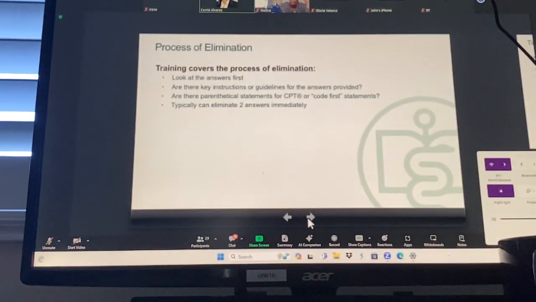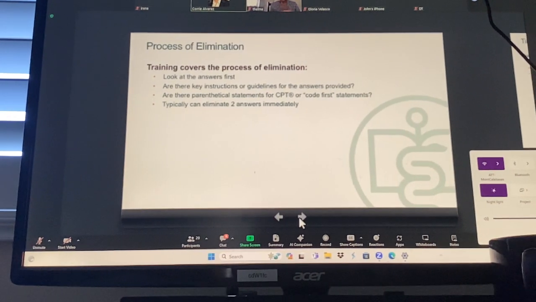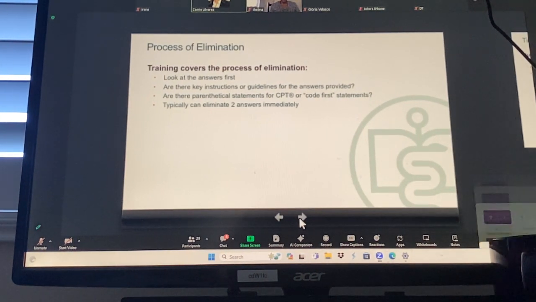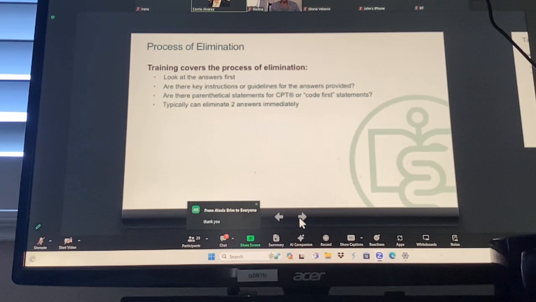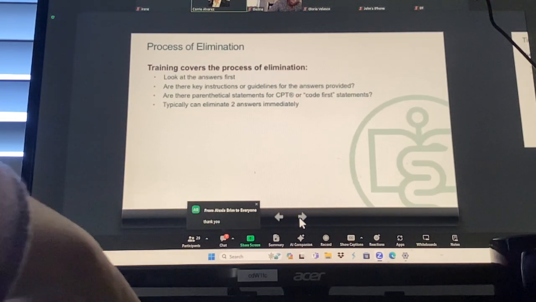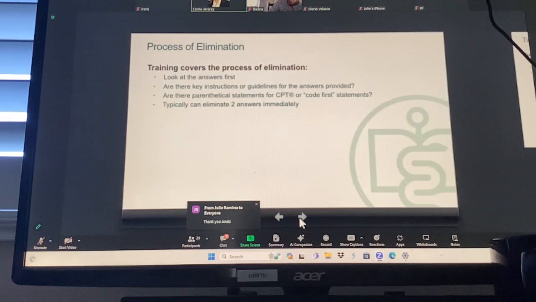So the first thing is let's talk about process of elimination. Especially in long scenarios, you want to look at the question first. Are there any instructions or key things noted there, like guidelines that you're going to have to look up or try to remember? Guideline questions are a little different than a coding question. Typically, there are two answers that don't make sense, and so we always advocate that you look at what your answer is.